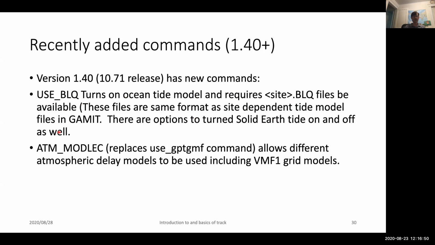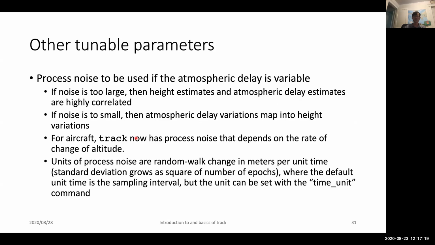There's also a new command called ATM model C. It replaces the use GPT GMF command and has the same options that this command had, but also the options to read in the atmospheric delay models that can be used with the VMF1 grids, for example, that you'd use in your GAMIT processing. Those are very useful for getting your atmospheric models as accurate as you possibly can during your kinematic processing.